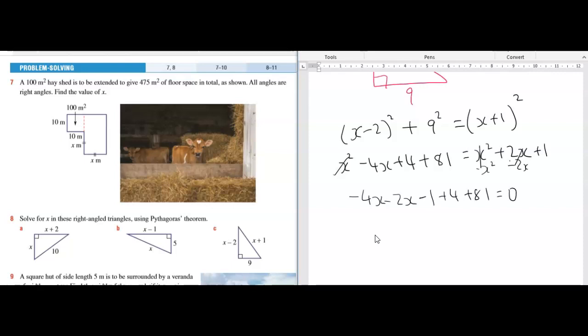So let's tidy things up. So minus 6x, minus 1 plus 4 is 3, so plus 84. So I'm going to have 6x equals 84. Now you can just do it this way, divide both sides by 6.